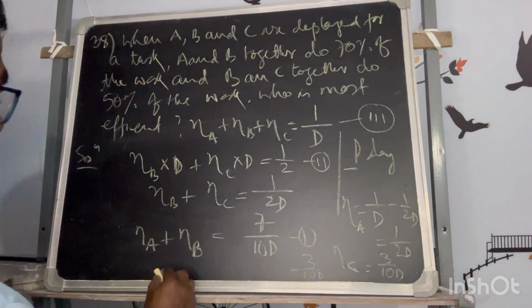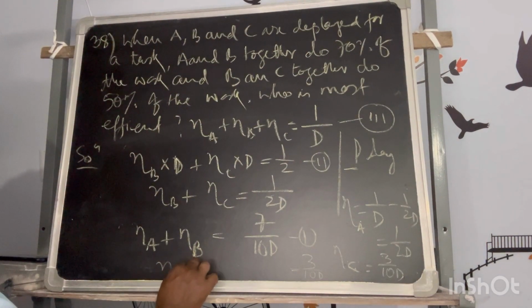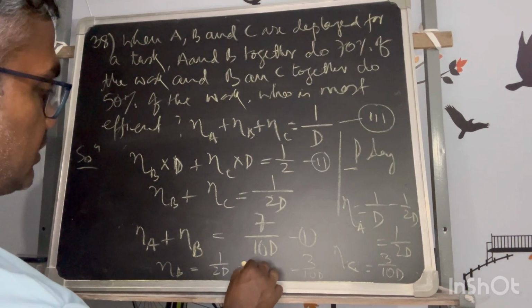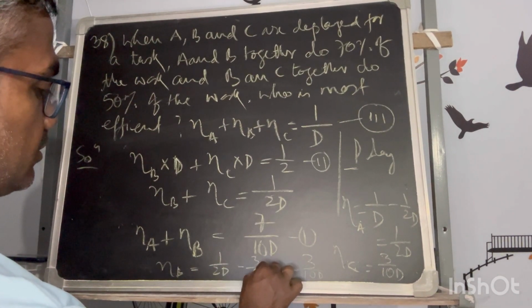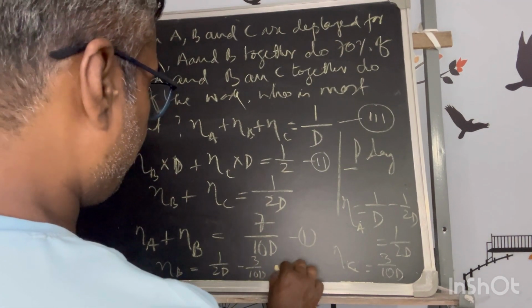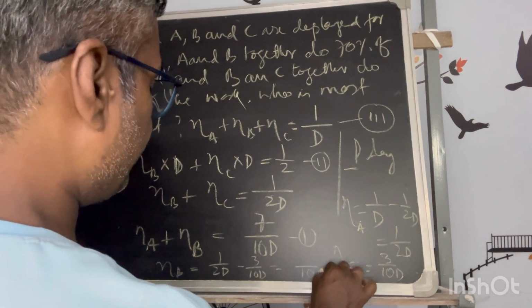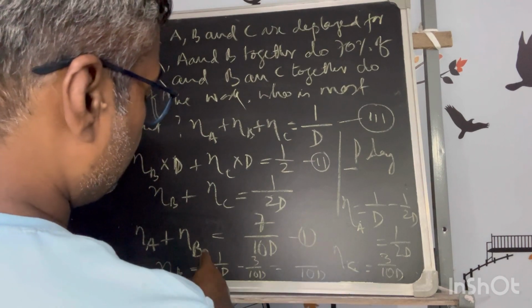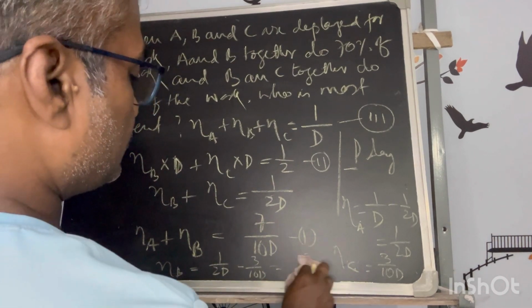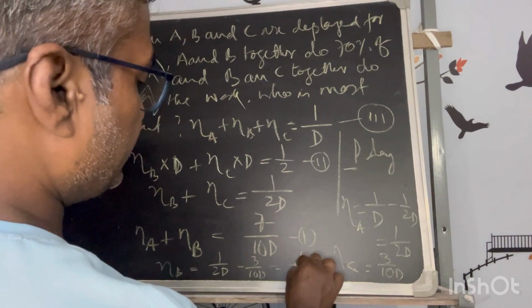So the remaining is B. So B you can put anywhere. You will get 1 by 2D minus, if I deduct C, this is equal to 3 by 10D. So that is equal to how much? 10D will be there. 5 minus 3, that means 2. So 1 by 5D.